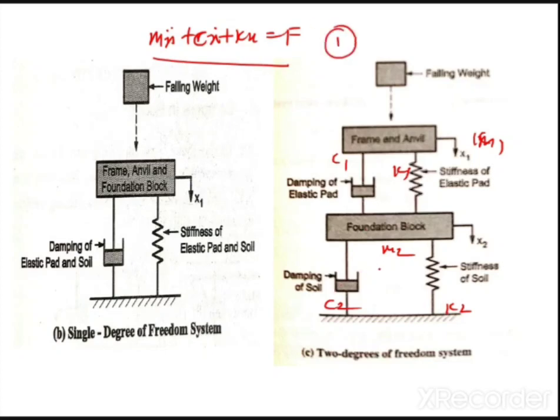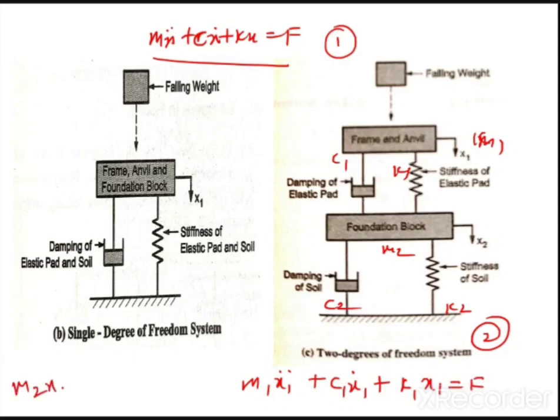Similarly, for this 2 degrees of freedom system, you will get two equations. For example, m1 x1 double dot plus c1 x1 dot plus k1 x1 is equal to f, and another equation m2 x2 double dot plus c2 x2 dot plus k2 x2 is equal to f. So I am getting two equations. It is not that the equations I have written are exactly correct, but the point to understand is that the equation will always be in terms of m, c, k, and depending upon the parameters, there are x1 and x2.